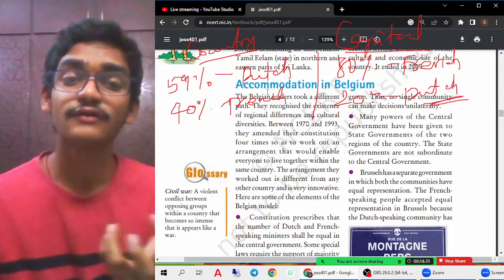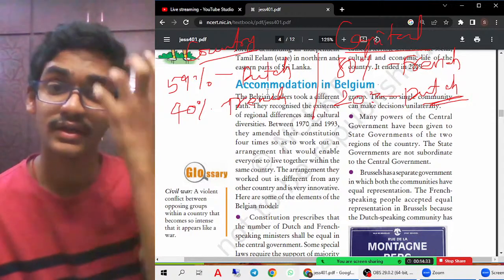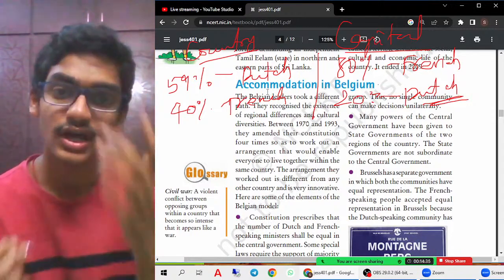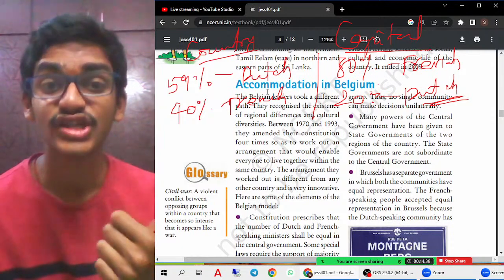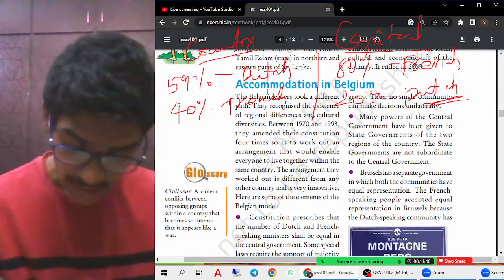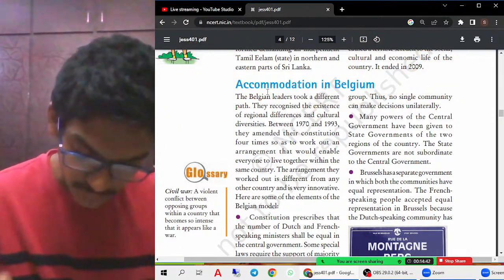Because of which there was an intense conflict between both the communities. Then what did the Belgian government actually do? They changed their constitution 4 times. Why did they change their constitution 4 times?